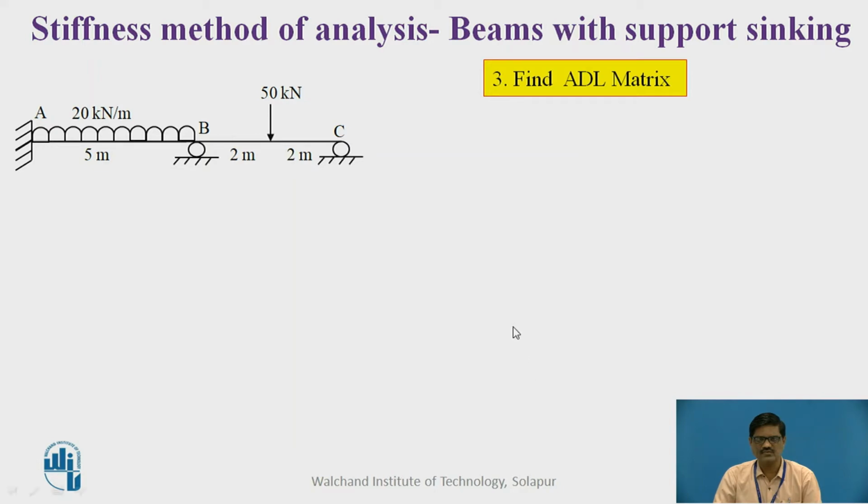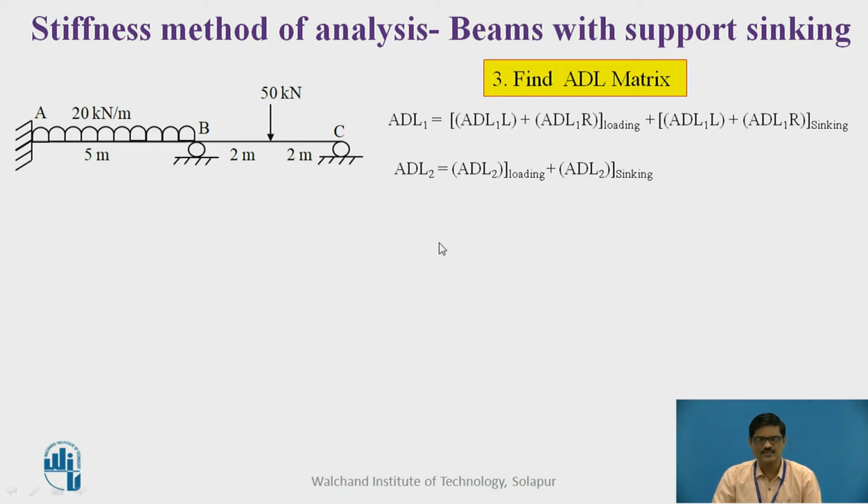Next, we need to calculate the ADL matrix, and for that we have to consider the spans to be fixed, and the fixed end moments are determined. In the direction of unknown deformations these moments are determined, and these are called coefficients. So in this problem, since we have two actions present, the loading as well as sinking, these forces are to be calculated corresponding to the given load as well as corresponding to sinking.